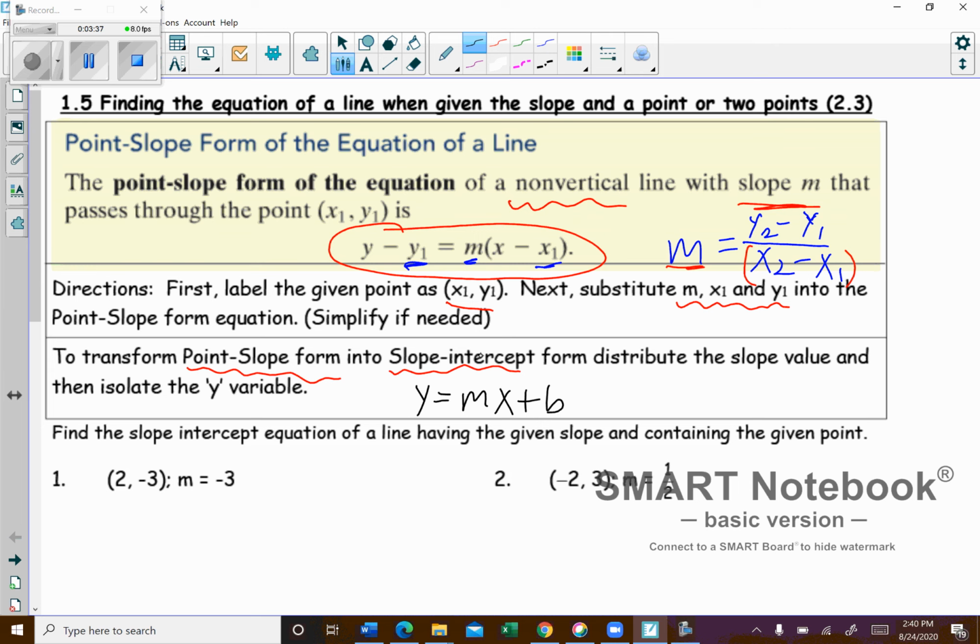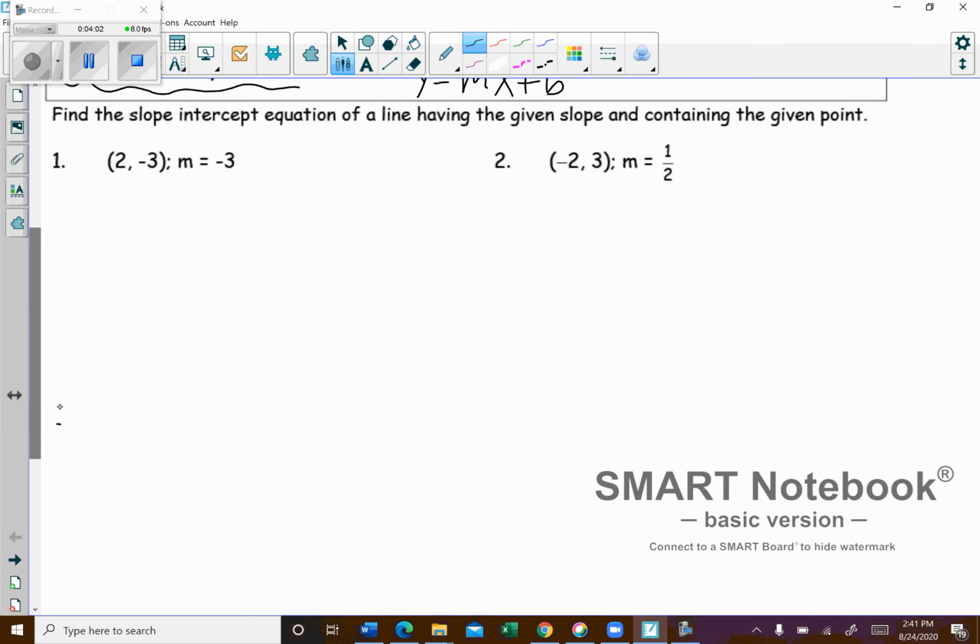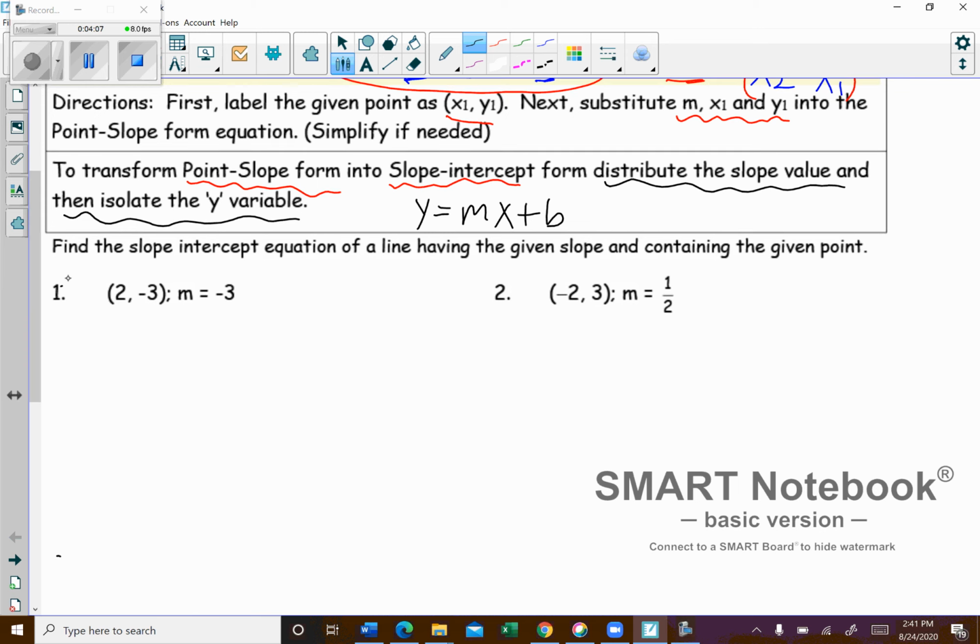So when you're doing your homework or an exam, I will ask you to leave the equation in slope intercept form. To transform it from point slope to slope intercept form, we're going to have to distribute the slope value and then isolate the y variable. That might not make too much sense until we actually work a problem, so let's go ahead and do that. What I like to tell students, especially when this is new to you, is to rewrite the formula. The formula is y minus y1 equals m times (x minus x1).